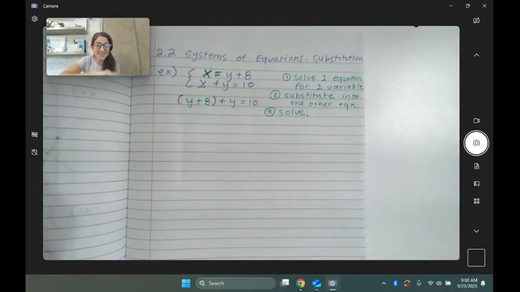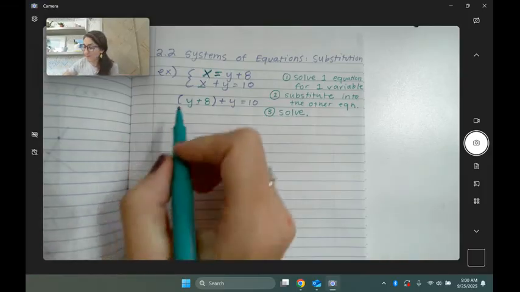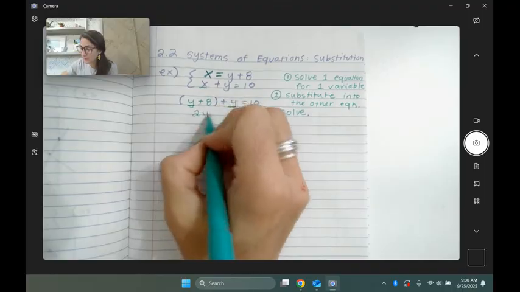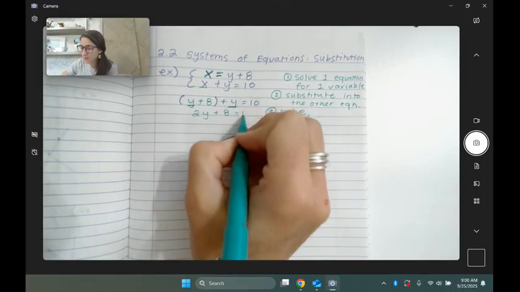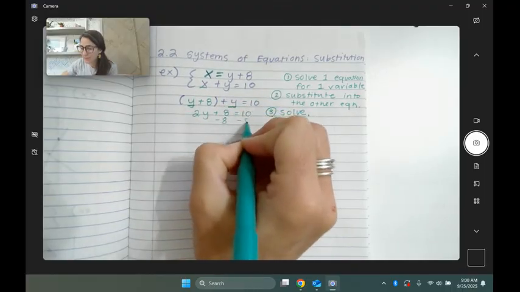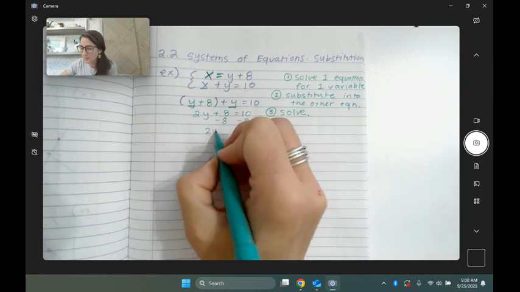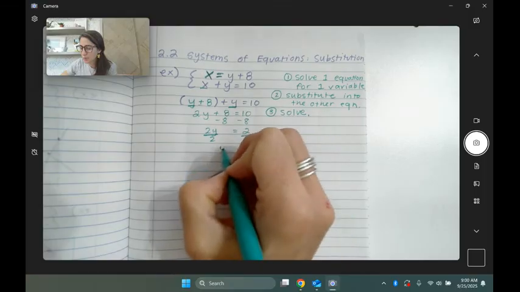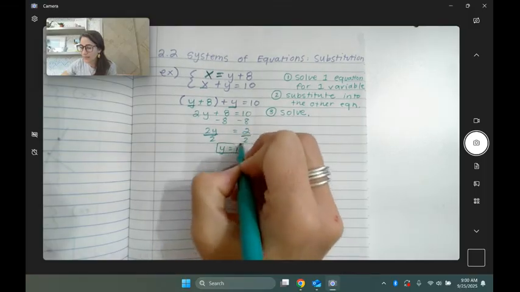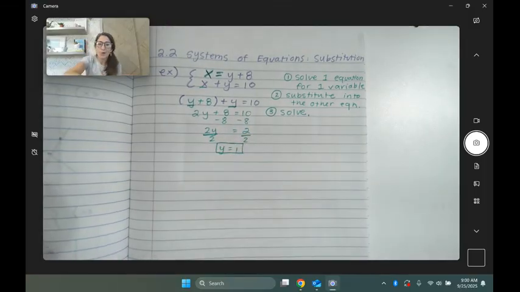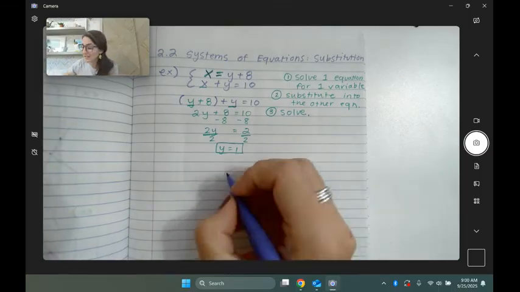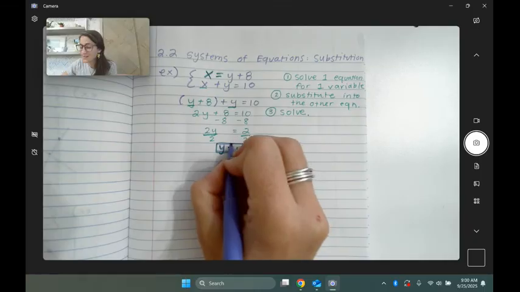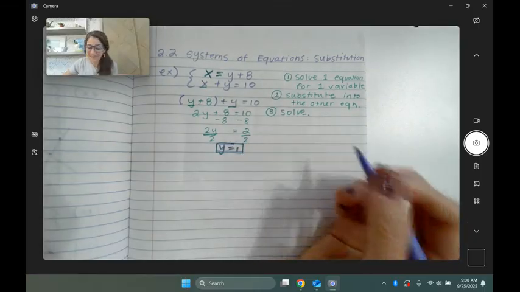Okay, so let's solve this. Let's combine like terms, get y by itself. So like terms, y plus y is 2y plus 8 equals 10. Get y by itself, so let's subtract 8 both sides. Divide both sides by 2. Y equals 1. Great. We're not done yet, though. So y equals 1, that's awesome. I still haven't found x.